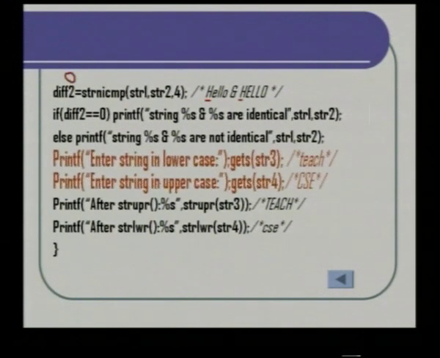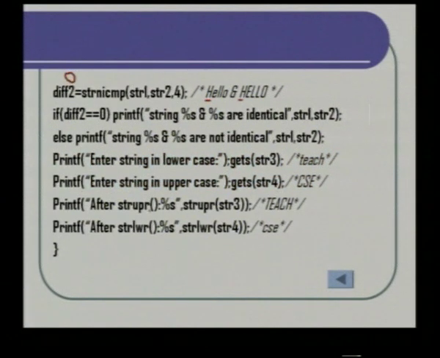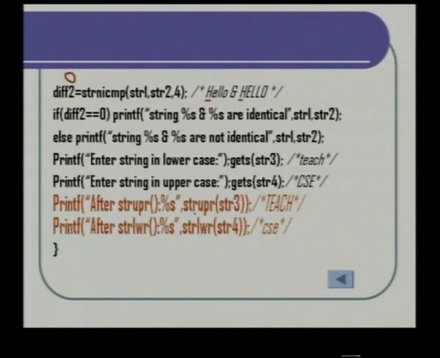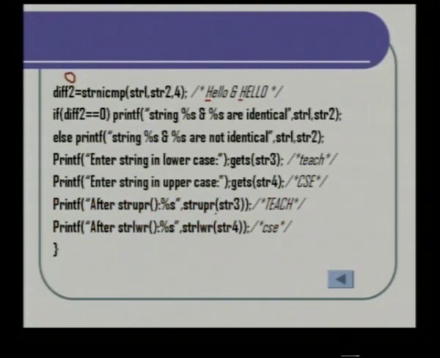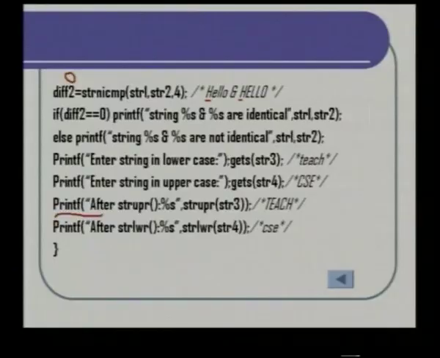Next, I am converting these two strings from upper to lower case. For that I am getting two more strings, one I am entering in lower case, one I am entering in upper case, and I am just printing the string like this. In the printf statement, after strupr, I am converting this to string 3. So, this teach is converted to uppercase and I am directly printing it. I am not copying it to another string or doing anything like that. This function will automatically return as its answer the converted string only. So, I am directly using it in the printf statement.